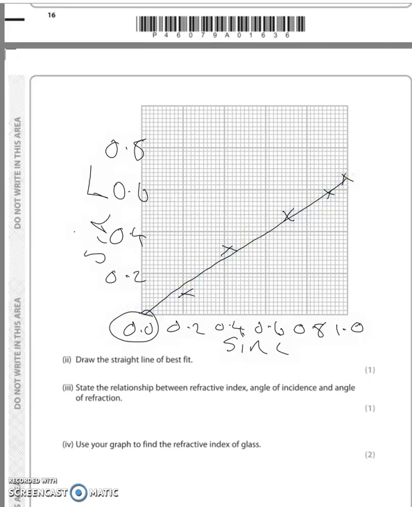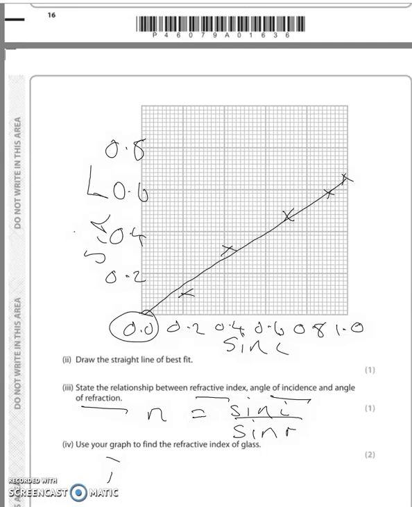So, state the relationship between refractive index, angle of incidence, and angle of refraction. This is Snell's law, which you learnt, or a variant of Snell's law. So the version that we taught you is that refractive index, which has the symbol n, you can just write it out in words, is sine i over sine r. But remember, that is for a ray going from air into something with a higher refractive index.